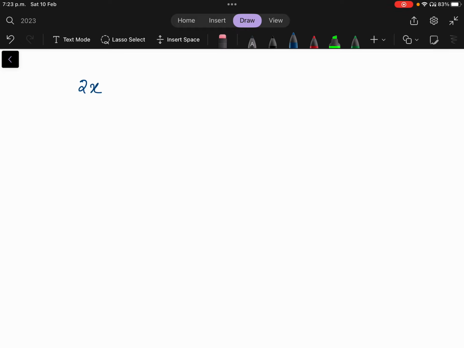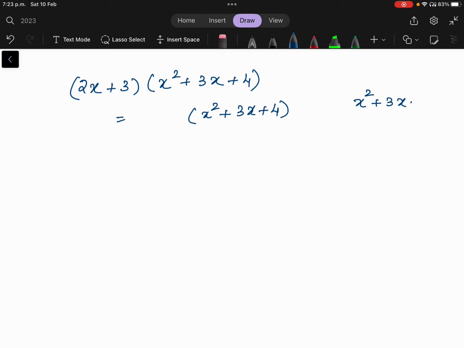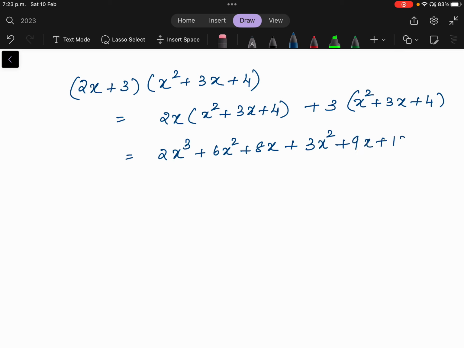Okay, so let me take another question. 2x plus 3 times x square plus 3x plus 4. So let me first try it in the first method. So it is like x square plus 3x plus 4. I am going to write it twice, and I write 2x here, then plus 3 here, and that will be 2x cube plus 2 into 3, 6x square plus 8x plus 3x square plus 9x plus 12, which is equal to 2x cube plus 9x square plus 17x plus 12.